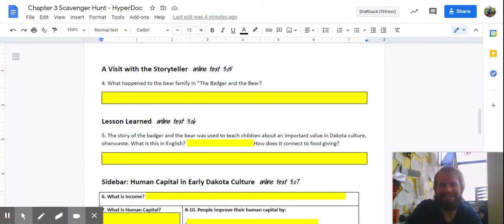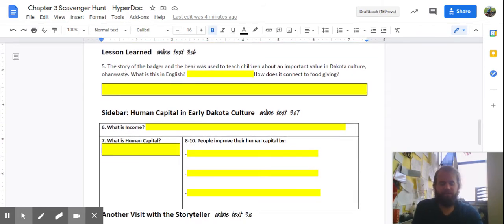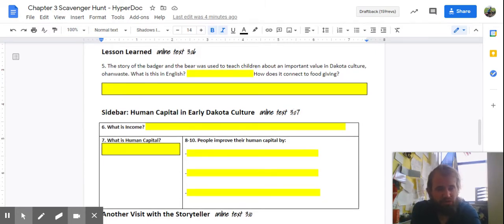Ohanwas, what is that in English? How does it connect to food giving? What is this term? It's one of those traits. Once again, we have a new bold header, and this tells us that we're going to our new section, our online textbook. This is where we find it. This is a history textbook. However, this sidebar is not in history. This is talking about some of the items that are used in the past as well as today.